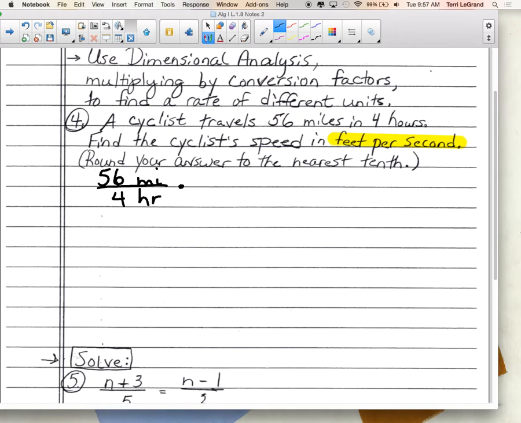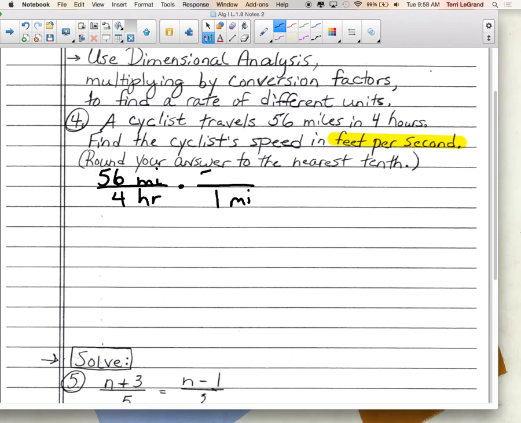5,280 feet in 1 mile. Or we can flip it around and say 1 mile has 5,280 feet. So we have to decide how we're going to use that conversion factor. That's why on that sheet we wrote it 2 different ways. Because the goal is, when we multiply fractions, we like to cancel things away, right? So we need the miles to cancel away. So where do we want the miles in our conversion factor? In the bottom.